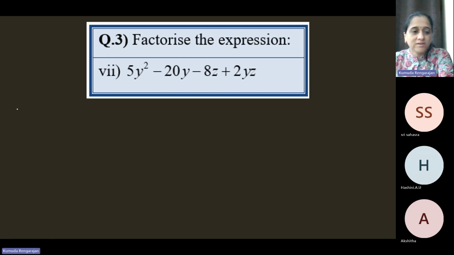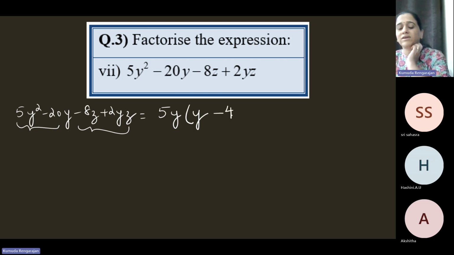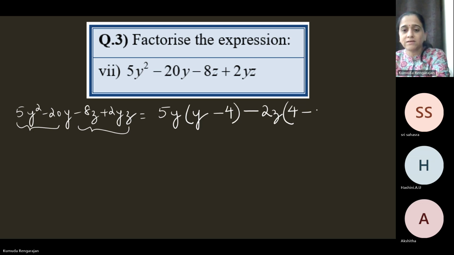Let me work this: 5y squared minus 20y minus 8z plus 2yz. Okay, let's try to group the first two terms and the last two terms. So 5y into y, 5y squared, minus 5y into 4, minus 20y, minus 2z, open bracket, 4, minus into minus is plus y. Correct?